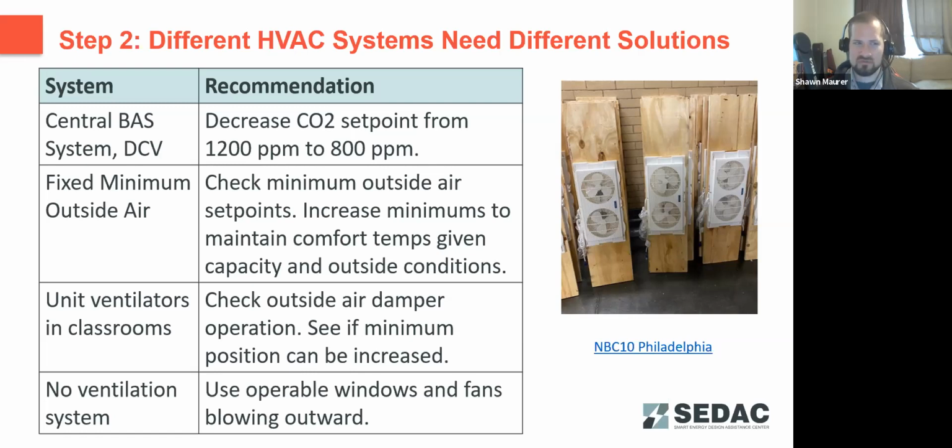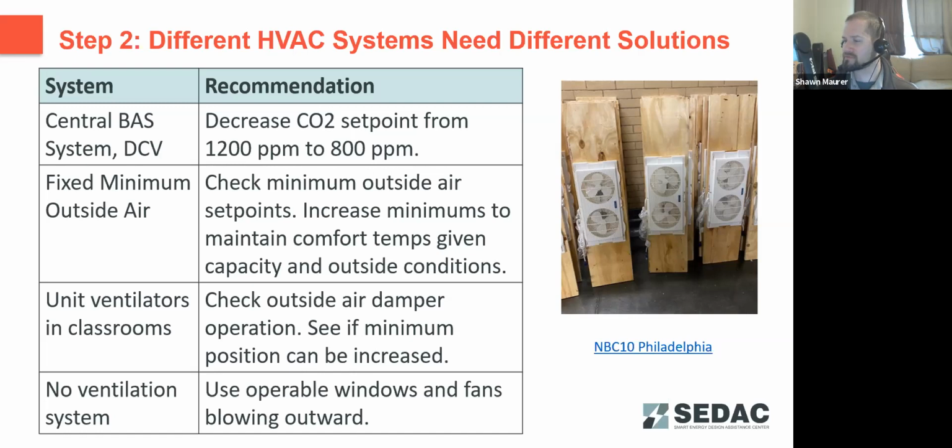If you have a central building automation system that has demand control ventilation, where you've got CO2 sensors that control your outdoor air minimum levels, decreasing that CO2 set point from 1200 parts per million to 800 parts per million gives you a good balance between increasing your outdoor airflow rate. It'll increase that outdoor air change rate from about 1 or 2 air changes per hour up to 3 or 4 air changes per hour.